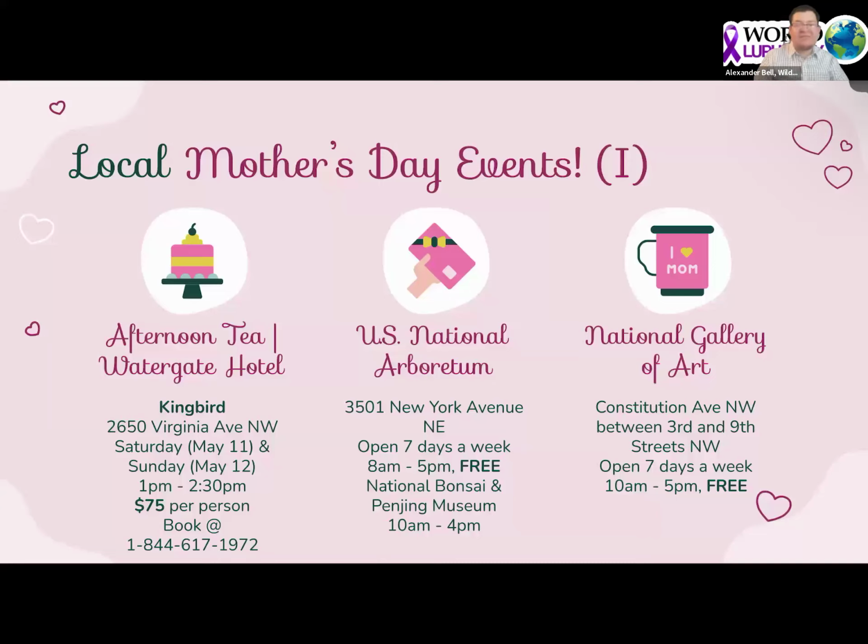If you would like to book, the number is 1-844-617-1972. If you are interested in something of that nature, if you search afternoon tea, Watergate Hotel, you'll be able to see their menu and some other information as well. But it's there to take advantage of. You'd go with a friend, yourself, with the kid, grandkid, anything of that nature.